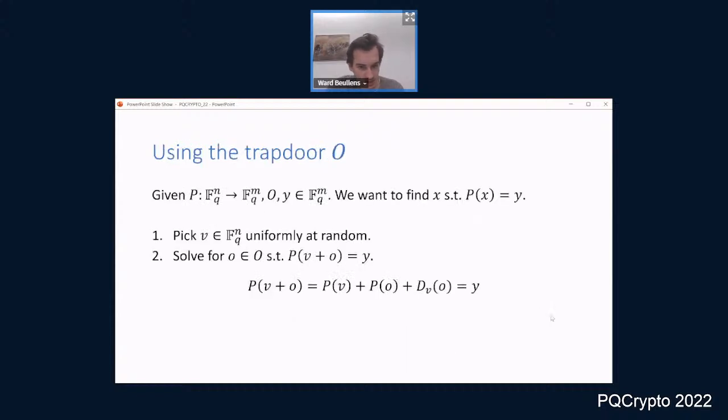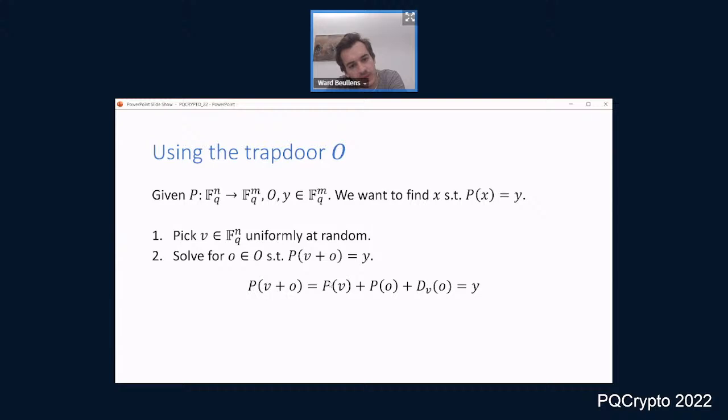Right, so with this tool, I can explain how you can use this trapdoor space O, this oil space, to sample preimages. Right, so we're given this output y, and we want to find a preimage, so we want to find an x so that P(x) is equal to y. And so how do you do this? You just start by picking a random input v, and of course this input is not going to be a solution, but you can try to solve for a vector o in your oil space such that P(v+o) is equal to the target that you're aiming for, is equal to the y.